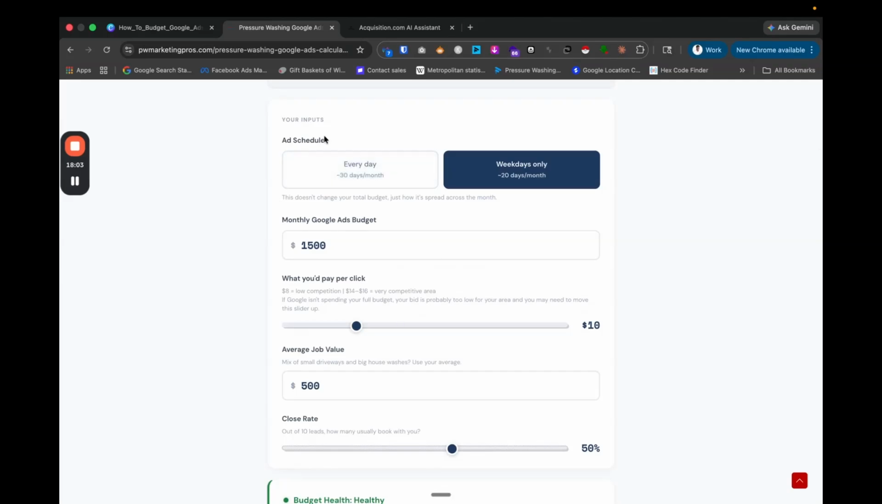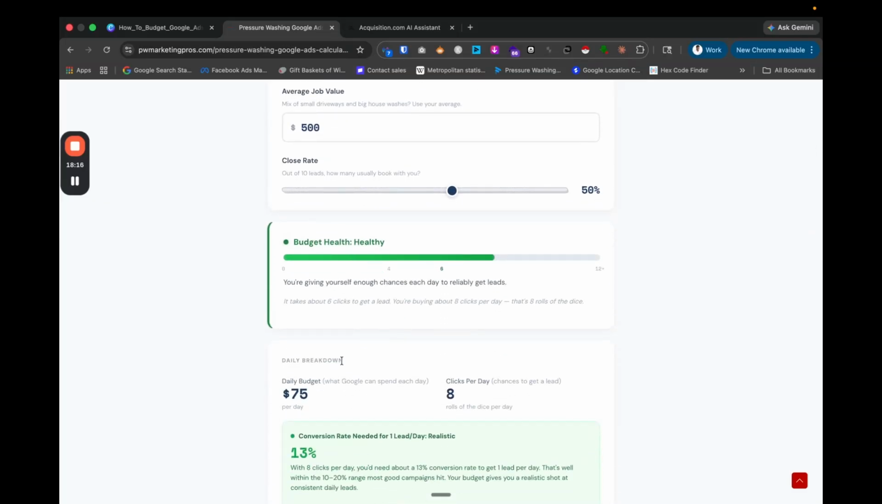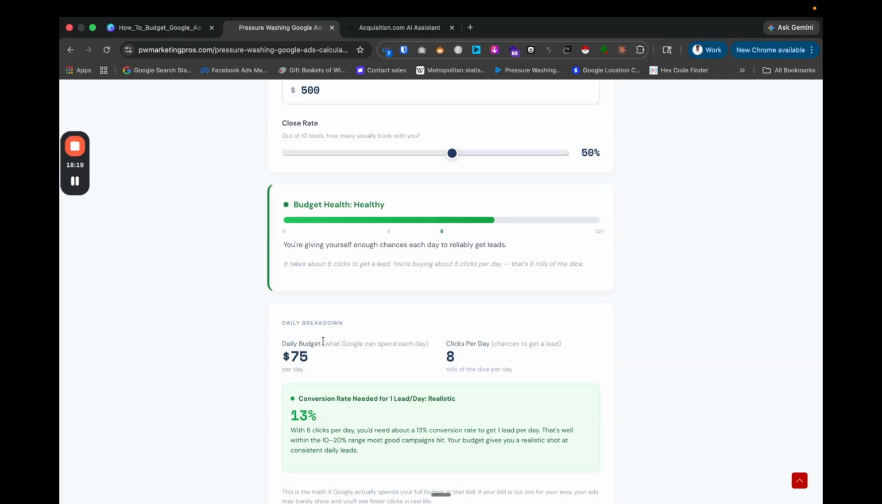So this is what you would input. You would input your ad schedule. Are you running it 30 days or weekdays only? Your monthly budget, what you pay per click, your average ticket, and your close rate. And then it spits out, guys, if your budget's healthy or not. And so it gives you a daily breakdown. It's saying that for a daily breakdown, it's about $75 per day, which is true. If you're running it Monday through Friday, that's $75 per day.